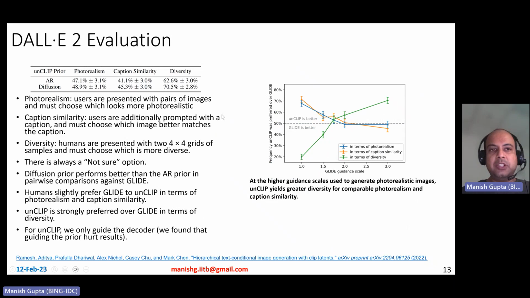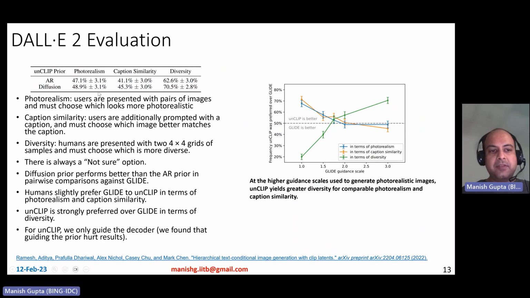People evaluated DALL-E 2 with respect to GLIDE, and the evaluation was done around 3 different parameters: photorealism, caption similarity, and diversity. For photorealism, users were presented with pairs of images and asked to choose which image looks more photorealistic. For caption similarity, users were additionally prompted with a caption and must choose which image better matches the caption. For diversity, users were presented with two 4x4 grids of samples and must choose which is more diverse. Of course, the users also had the option to choose not sure.